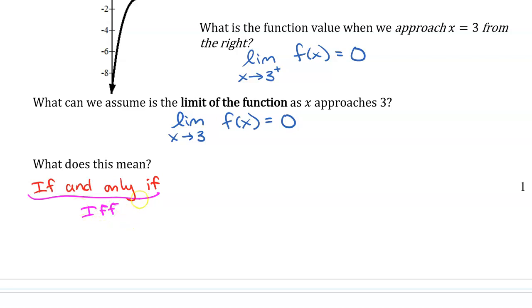Mathematicians are a group of people that are covered in abbreviations, and we got lots of them.